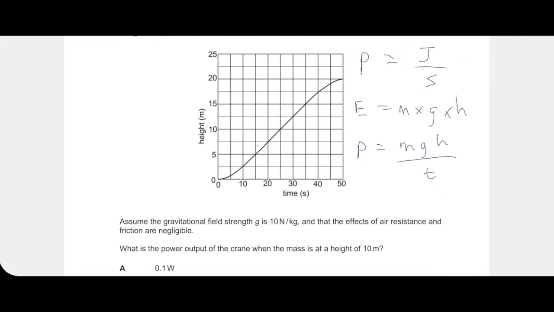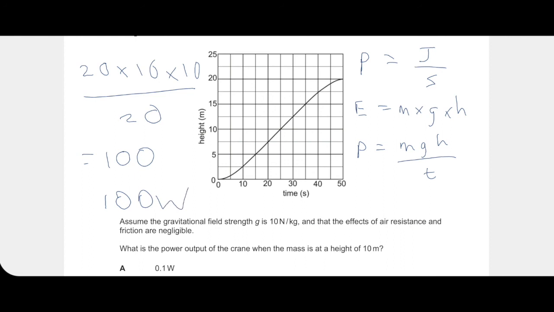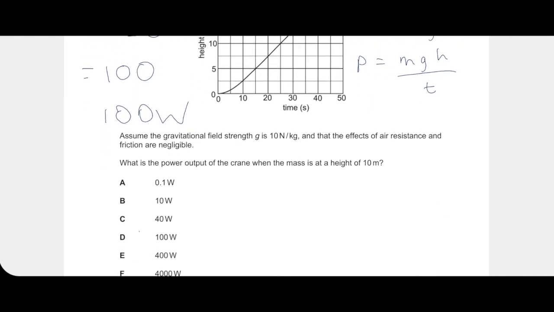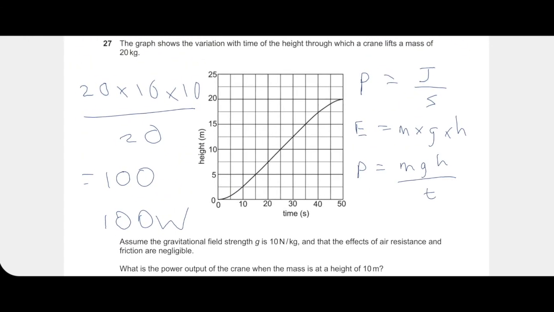So now, what do we do? From the graph, we can see that the change in height with time is constant from 15 seconds to 35 seconds. Reading from the graph, we can see that the change in height of 10 meters, from 5 to 15 meters, takes 20 seconds. Therefore, the formula for power output of the crane lifting a mass of 20 kg over 10 meters is 20 times 10 times 10 over 20, which is equal to 100. Therefore, the answer is 100 watts. And let's find 100 watts in our answers. Therefore, the answer to this question is D. And that is question number 27 completed.